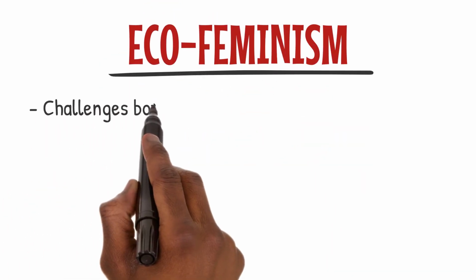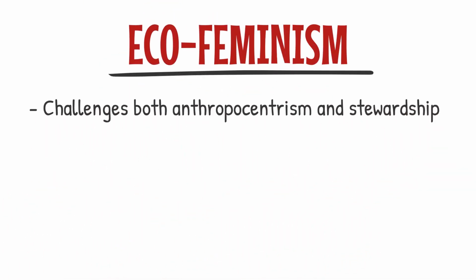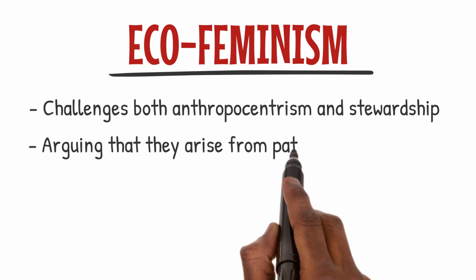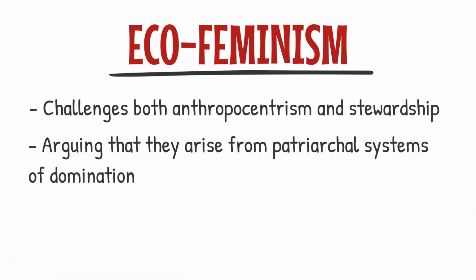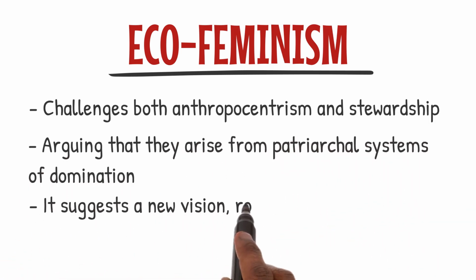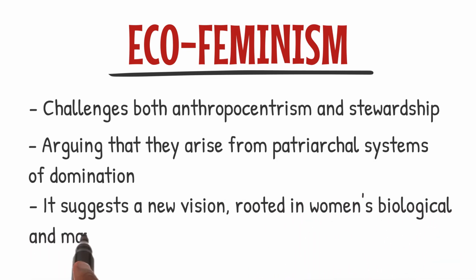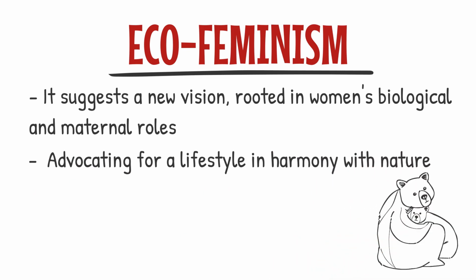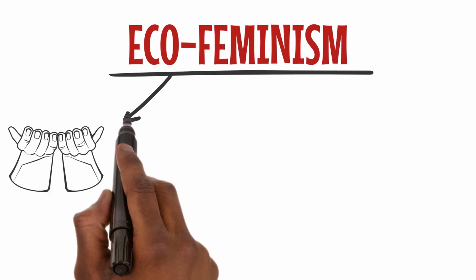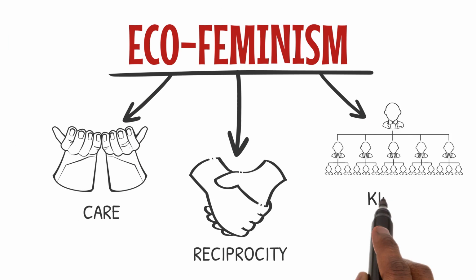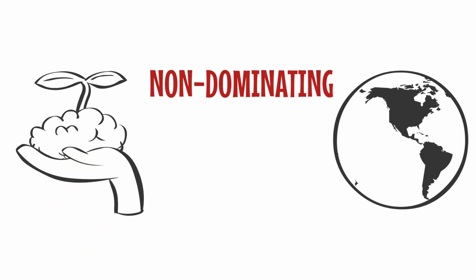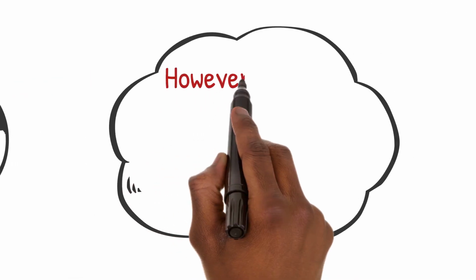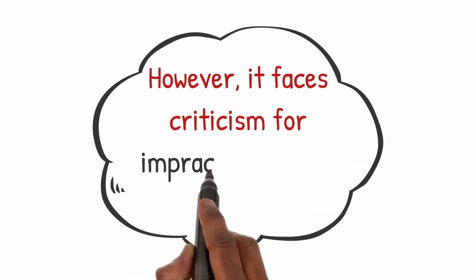Ecofeminism challenges both anthropocentrism and stewardship, arguing that they arise from patriarchal systems of domination. It suggests a new vision, rooted in women's biological and maternal roles, advocating for a lifestyle in harmony with nature. Ecofeminism promotes care, reciprocity, and kinship, envisioning a world where relationships with nature are non-dominating and cooperative. However, it faces criticism for impracticality and bias.